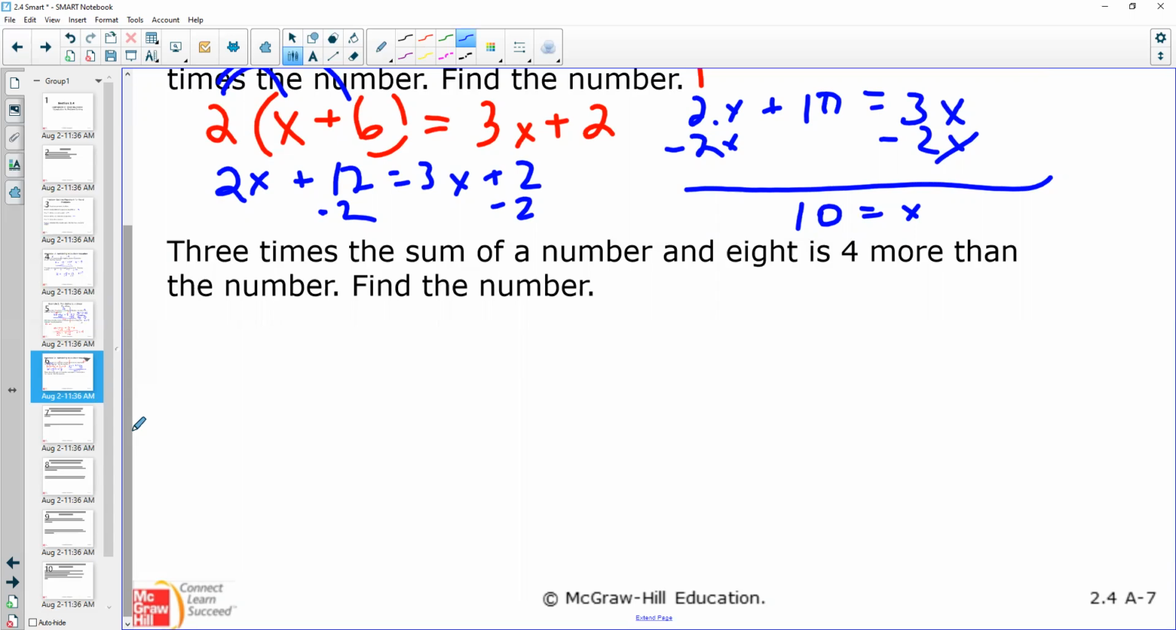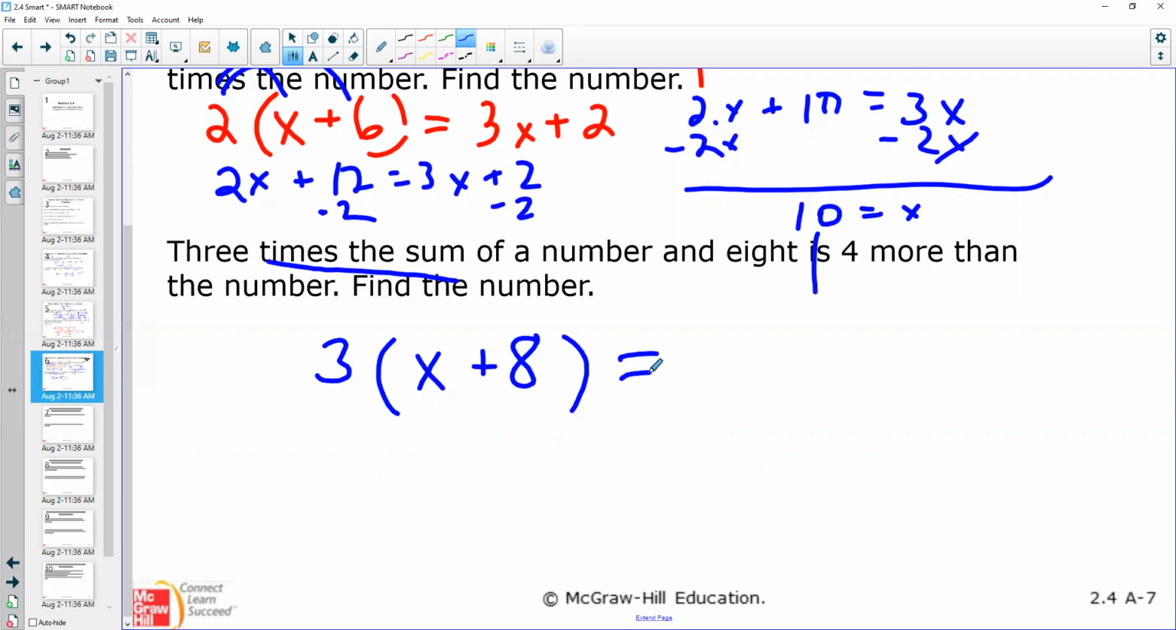3 times the sum of a number and 8 is 4 more than the number. So I'm going to draw a line. It is 3 times the sum of a number and 8. 3 times the sum says parentheses to me. My number is x, the sum of a number and 8 is x plus 8. And then 3 times that sum is 3 times (x plus 8). It is 4 more than the number. Well, that's simple enough: 4 plus x.